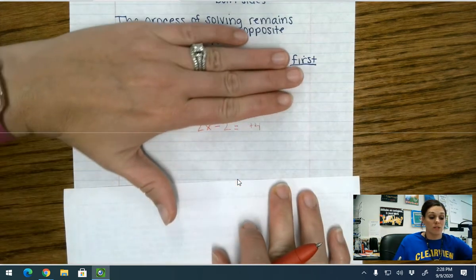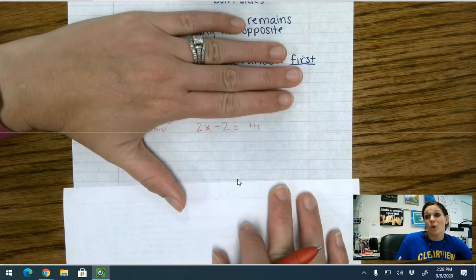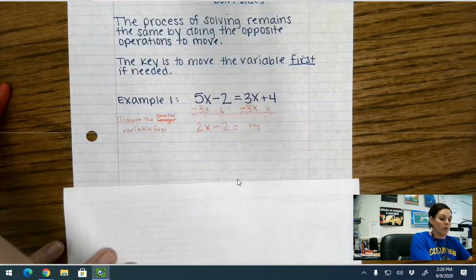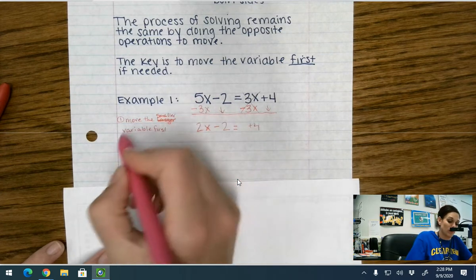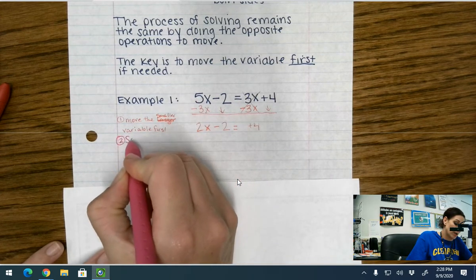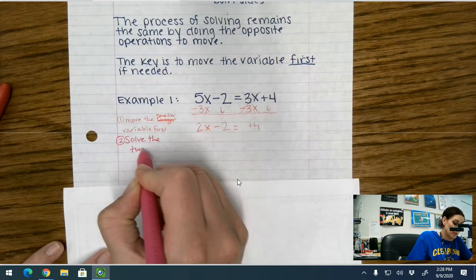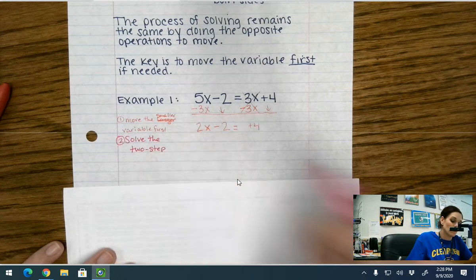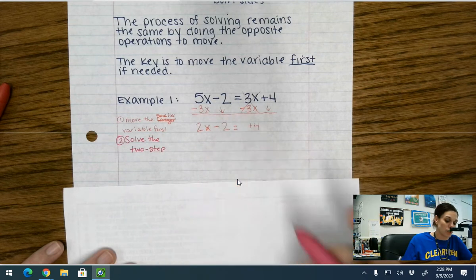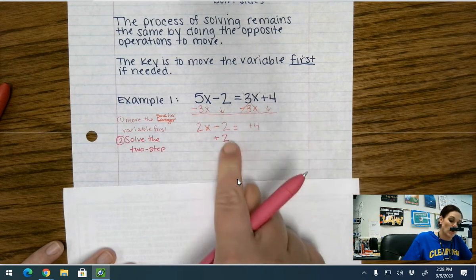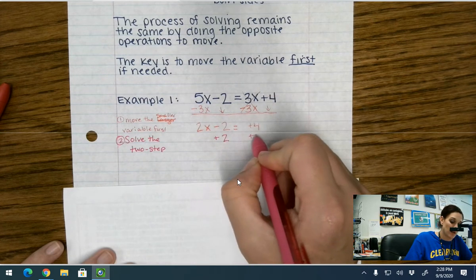We also notice if I cover this up and I only look at that, we're now in a two-step equation. All right. So now we need to get rid of what's not touching the variable first. So I'm going to go ahead and say number 2, we are going to go ahead and solve the two-step. All right, so we're going to get rid of what's not touching first. So the opposite of negative 2 is positive 2. And what I do to one side, I'm going to go ahead and do to the other.